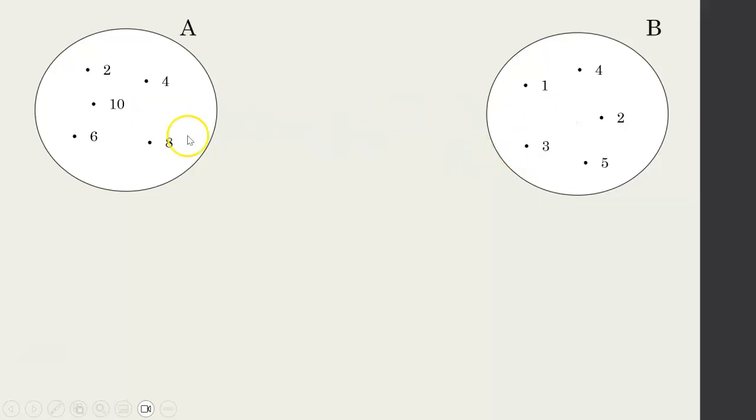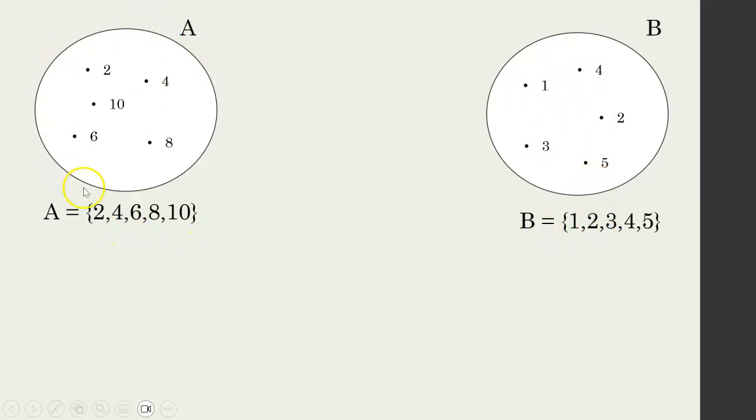Now, what's the point of drawing these circles? Well, they correspond to sets. So, set A, everything inside the circle, has elements. Remember the word elements now, those are the parts of the set: 2, 4, 6, 8, 10. Then I have another set over here, set B, which has the elements 1, 2, 3, 4, 5.